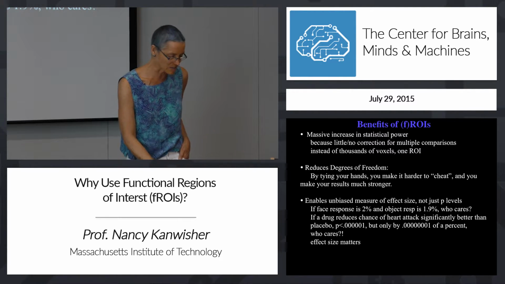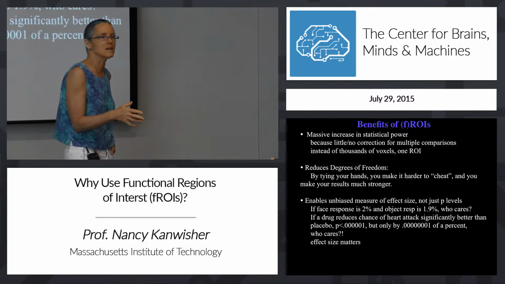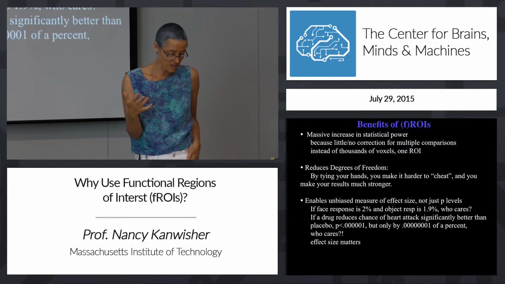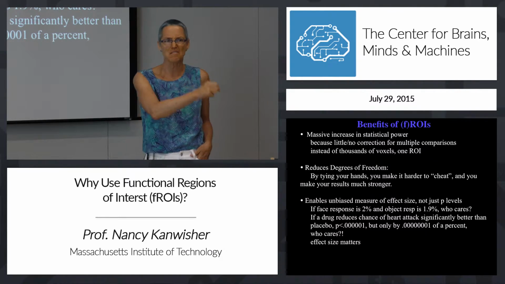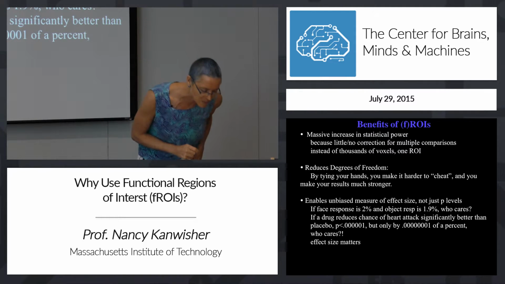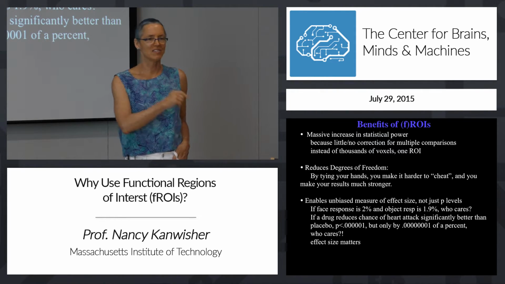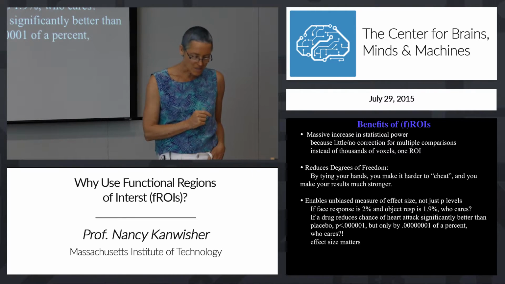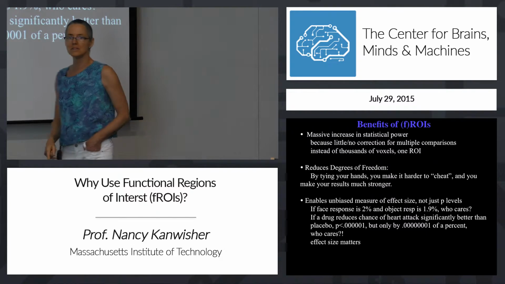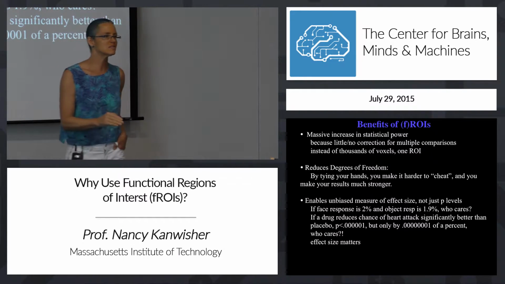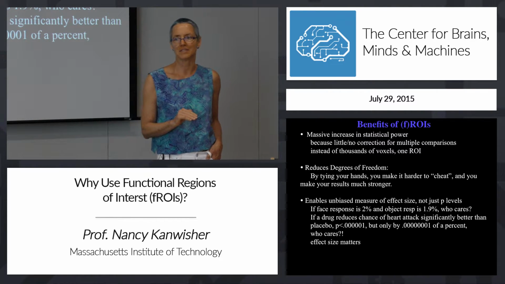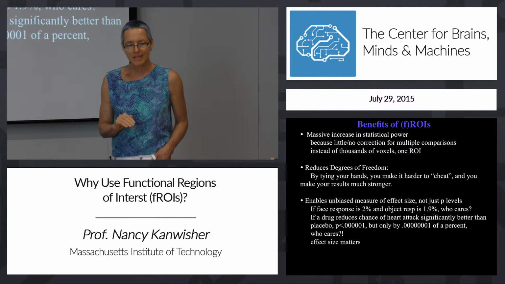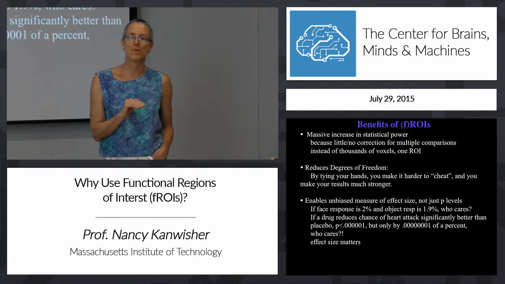Also, for lots of phenomena it matters, right? Imagine a drug study of a drug that's supposed to reduce the chance of heart attack. They do this study on a huge number of people, and they find a very significant effect, p less than however many zeros I put, that this drug reduces chance of heart attack compared to a placebo. But if the size of that effect is minuscule, who cares? So lots of times we care about effect size, not just significance. Everybody get that? The thing about a functional region of interest approach is that it gives you a very natural way to report effect size, right?